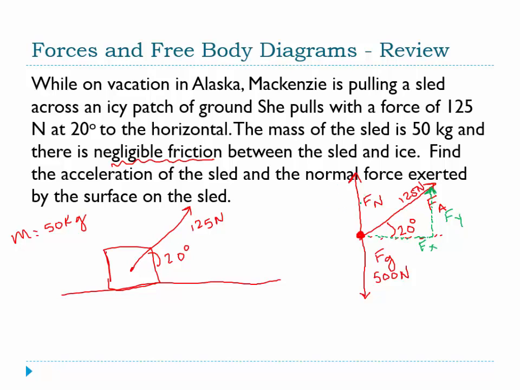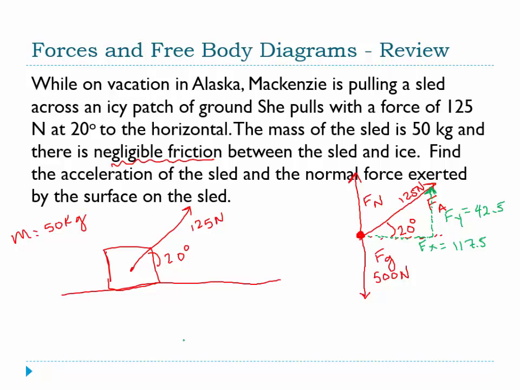It'll be taking a little bit of the work away from the floor, because the floor is pushing back up on the sled and keeping the sled on the surface of the ground. And so if I'm pulling up a little bit on the sled, I'm essentially taking a little bit of the weight of the sled off the ground, so the normal force doesn't have to be quite as much. So your vertical force here, when you do 125 sine 20, is 42.5, and this one is about 117.5.